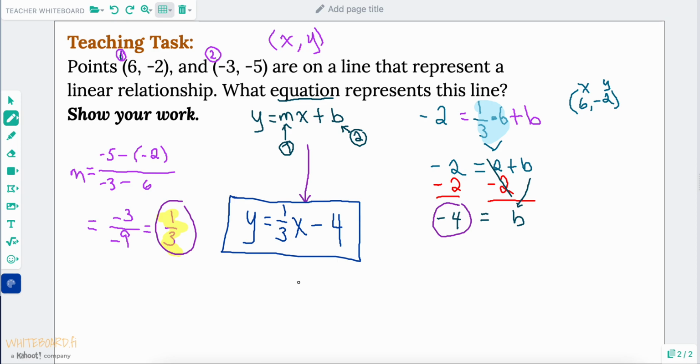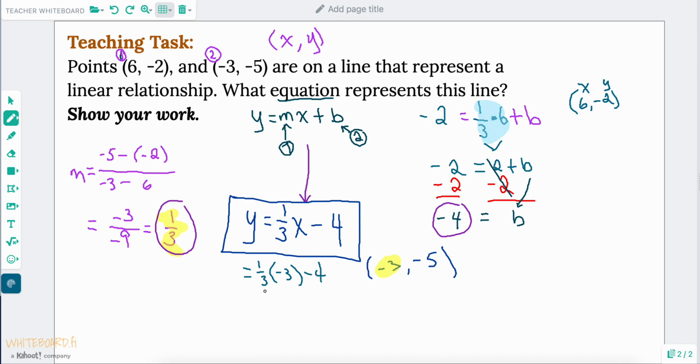So I'll say this. If you feel compelled to run a check, and you don't necessarily have to, I would use the other point, right? So the other point is -3, -5. And I know that x is -3, and if I put that in here, right, I'm going to get this. 1/3 times -3 minus 4.